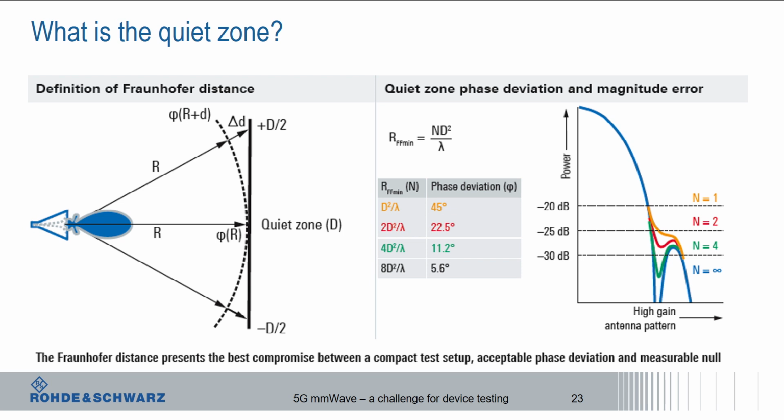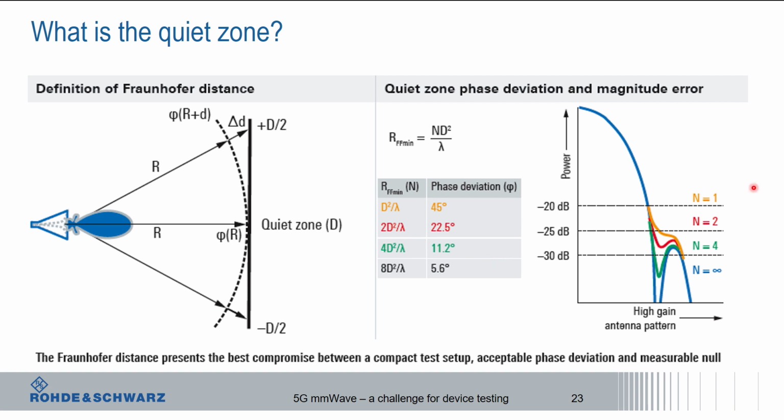As I said before, there is this 2d squared over lambda formula that was defined by IEEE. Now the question is, why is it 2d squared over lambda? What does it mean and where does this come from? I want to explain on this slide. It's also called the Fraunhofer distance. You see here on the right-hand side how it is defined. If we have n d squared over lambda, and we go from n being 1 to higher n's, so from d squared over lambda to 2, 4, or 8 d squared over lambda, then you see on the right-hand side the resulting curves.